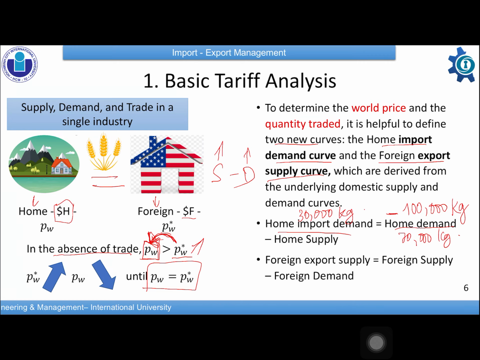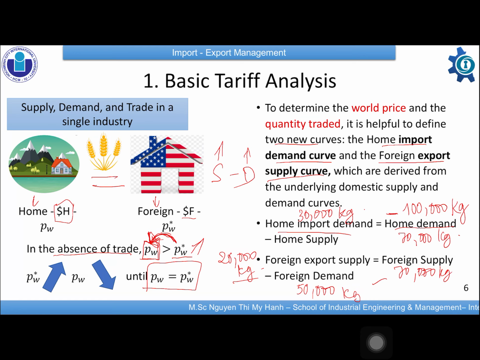The same for foreign. The foreign export supply will be equal to the foreign supply minus the foreign demand. For example, the foreign demand is 50,000 and the foreign supply is 70,000 kilograms. So the foreign export supply will be 20,000 kilograms. That's how we determine the home import demand and foreign export supply.